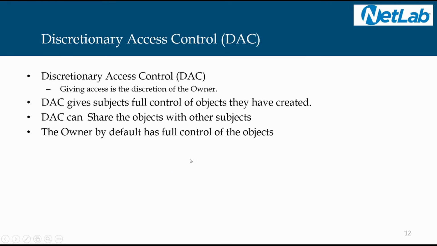Let's see what is discretionary access control, DAC. Giving access is the discretion of the owner. I create a file, it is up to me to give it to anybody else. It's my discretion to give the file to anyone. DAC gives subjects full control of the objects they have created. The owner can share the object with anyone else. These discretionary decisions can be taken by the owner. The owner by default has full control of the objects. That is discretionary access control.